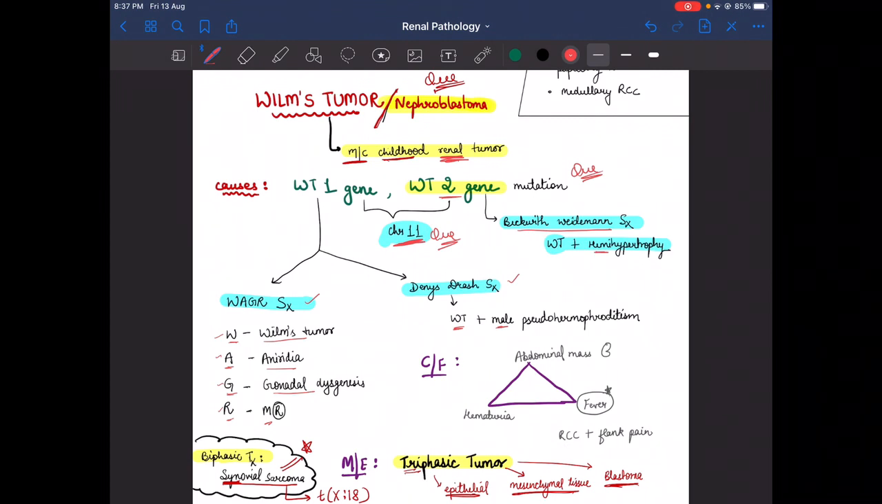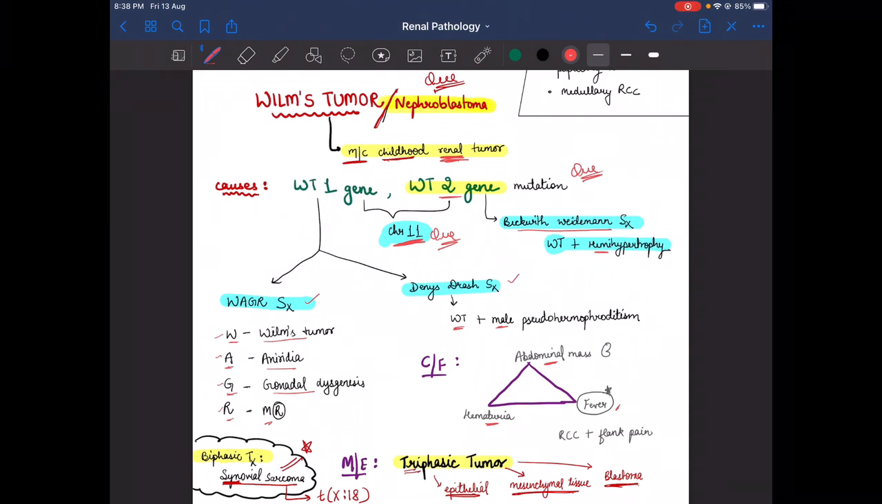Now I am going to tell you the clinical features of the Wilms tumor. There is one triad for the clinical features of Wilms tumor. The first is an abdominal mass in the kidney, then hematuria, and the person has fever. So abdominal mass, hematuria, and fever are present.